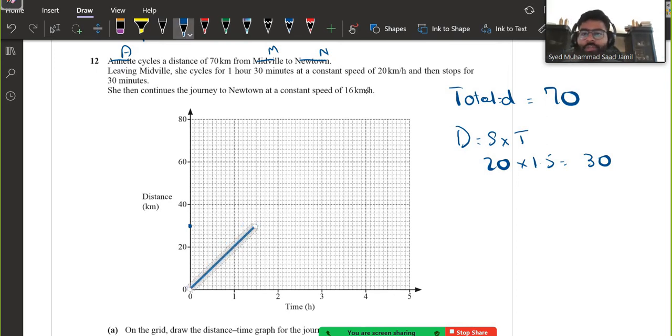Then the question says, and then stops for 30 minutes. So if you cycled for 1.5 hours and stopped for 30 minutes, that means you stopped till 2.